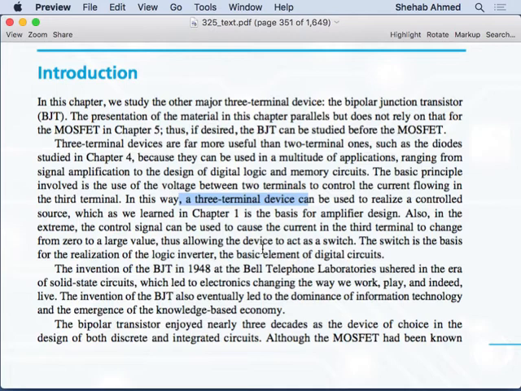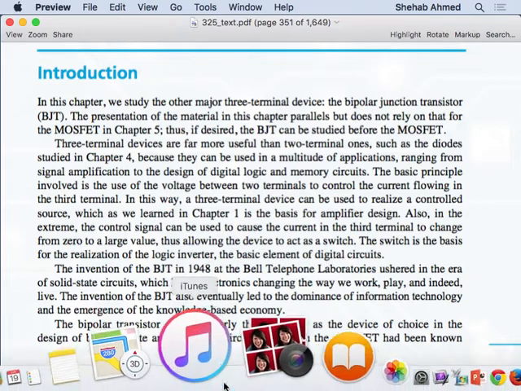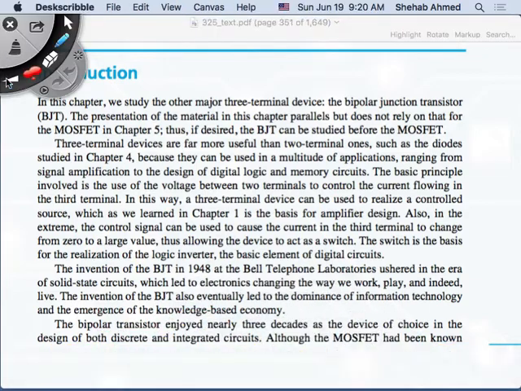So three terminals, and the three terminals we will have in this device will be called emitter E, base B, and collector C. So the base will be the control input that will be controlling the current between the emitter and collector terminals. Unlike the MOSFET, this is a device that can be used either as an amplifier or a switch.